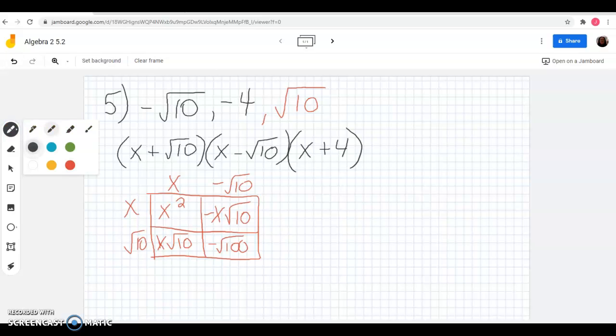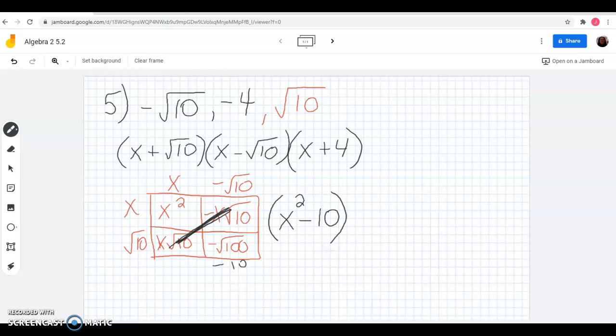So now when I want to simplify this down, I notice that my middle 2 boxes cancel each other out because one's positive and one's negative of the same thing. So then all I get left is x squared, and then the square root of 100 goes to just 10, so it equals minus 10, or negative 10. So that is what the first 2 parentheses multiply out to.